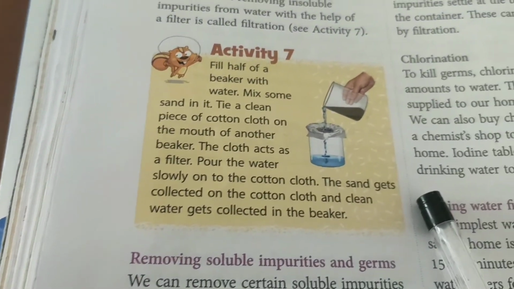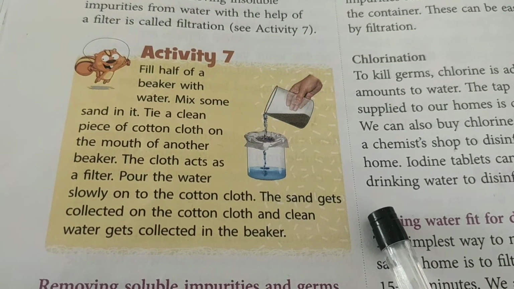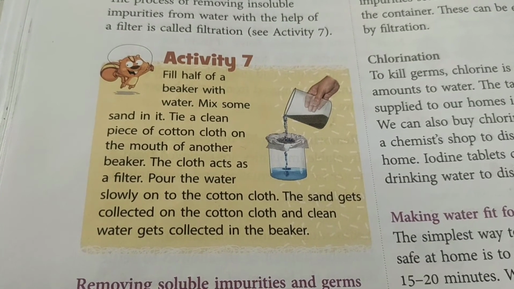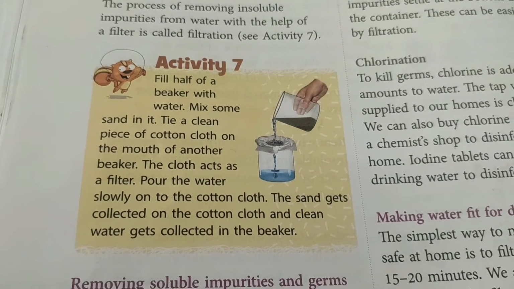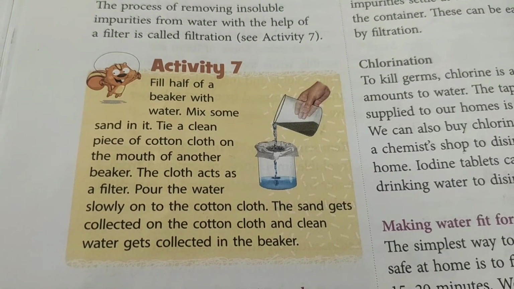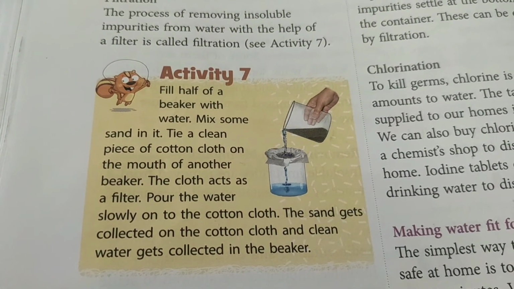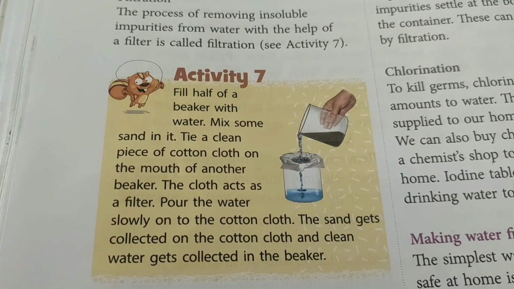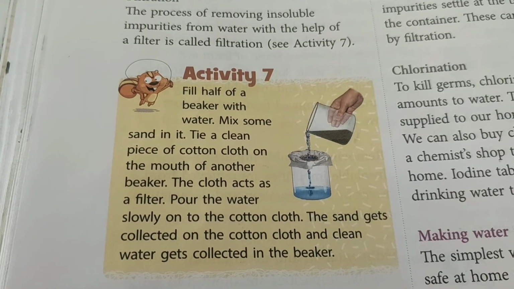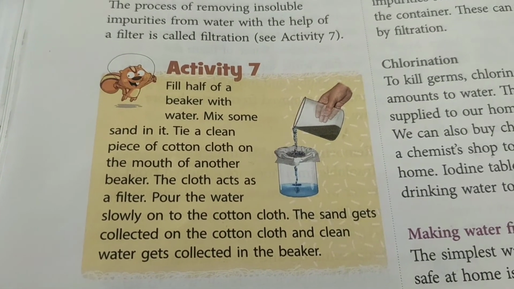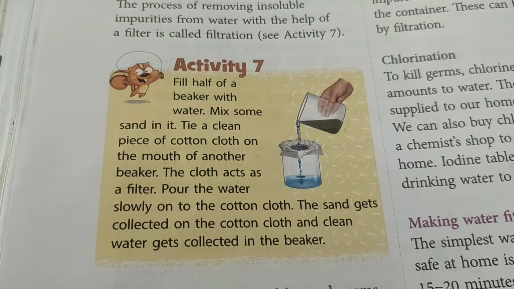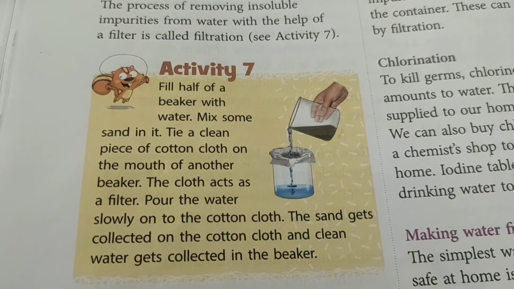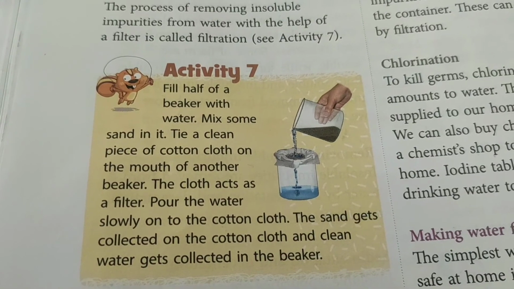Now let us come to activity 7. Activity 7 is dealing with another purification method, purifying insoluble impurities from liquid. Now, a beaker filled with half water, sand is mixed into it, and a clean piece of cotton cloth is tied on the mouth of another beaker. Now this cloth acts as a filter paper. The water is poured slowly onto the cotton cloth. The sand gets collected on the cotton cloth and clean water gets collected in the beaker.